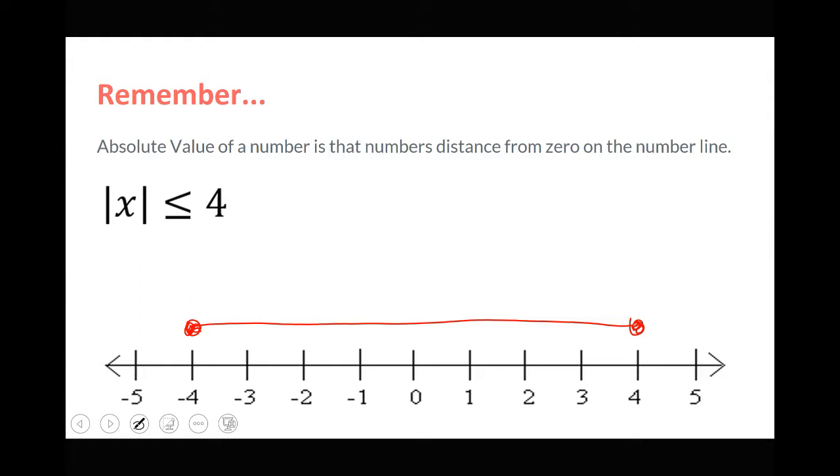So if you've watched the video and done some practice on compound inequalities, then you know that we could write this graph as a compound inequality. So for example, x could be anything greater than or equal to -4, or less than or equal to +4. In other words, x is in between -4 and 4.